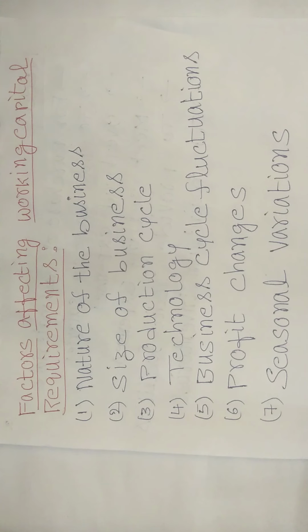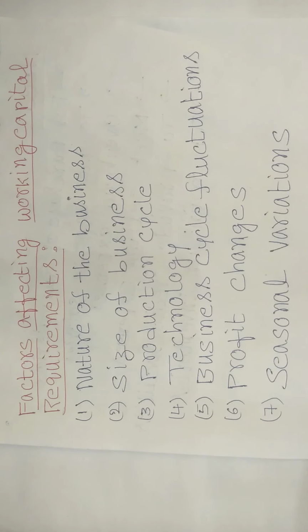Fifth one, business cycle fluctuations. Then next one, profit changes. The last one is seasonal variations. In this way, these are the factors affecting working capital requirements. Now let me explain one by one factor. That is, the first one is nature of the business.